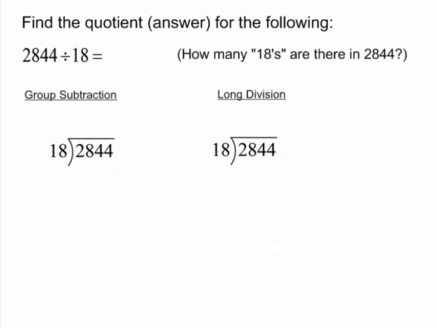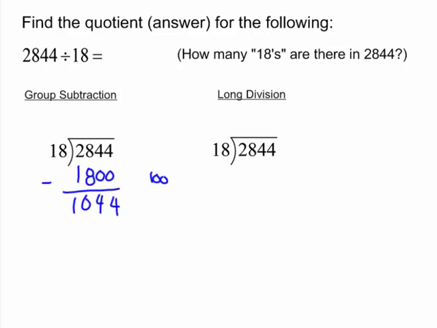Okay, we'll keep going with some large numbers. How many 18s are there in 2,844? Whew, this is going to be a big one, so let's get at it. I'm going to say there are 100 groups of 18 to start with for the group subtraction model. So I'm using some friendly numbers that I'm comfortable with. If I subtract these, I'm left with 1,044 left over.